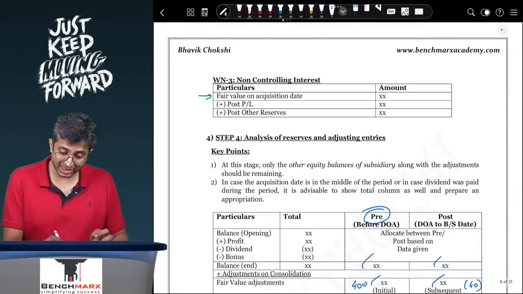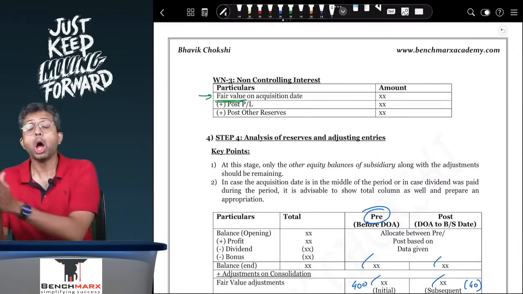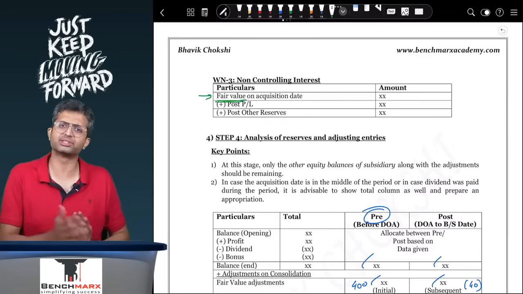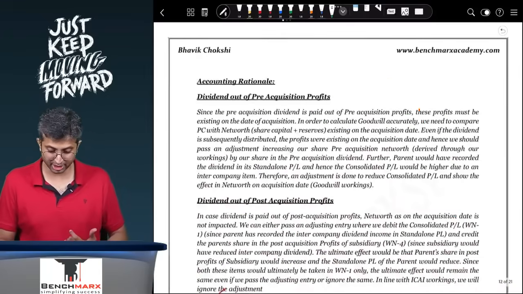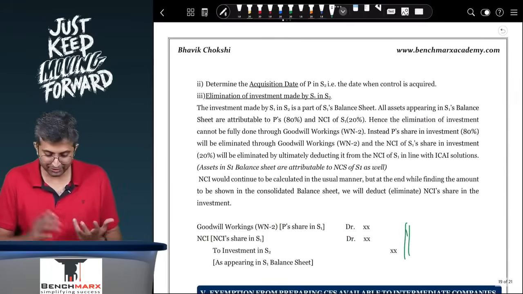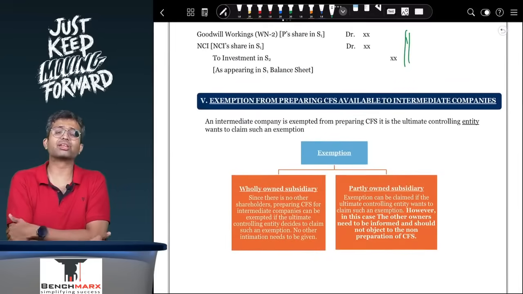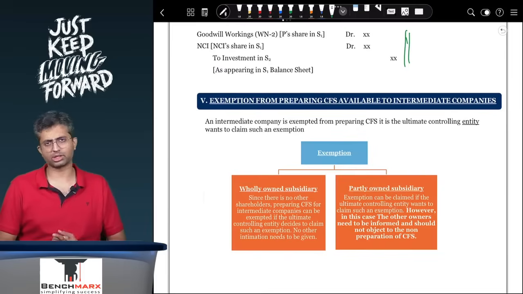Remember, NCI starts at fair value, but every balance sheet date you don't remeasure it at fair value. Post-acquisition, whatever profits are earned, 30% of that will be attributable to NCI still. So this is the adjustment where there is a fair value for NCI. Apart from that, there is joint venture and associate, which probably we can keep for another session. And then there are certain exemptions available. This is more for theory while you prepare full consolidation.